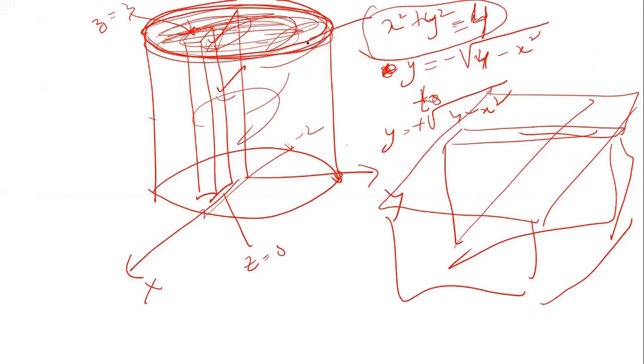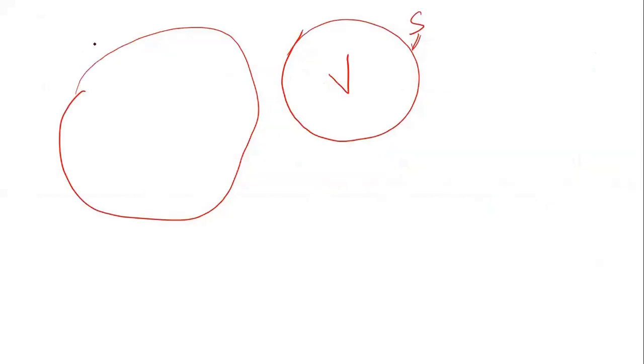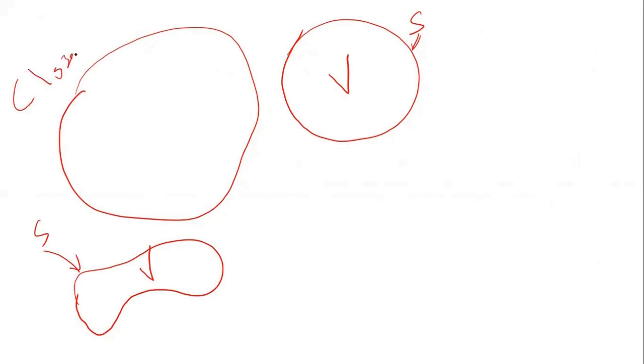We have a closed surface. It could be a sphere. It could be anything, but a closed surface. We are dealing with a closed surface enclosing a certain volume. It could be a surface something like this, but it encloses a volume. So a closed surface enclosing a certain volume is what we discuss in Gauss theorem.